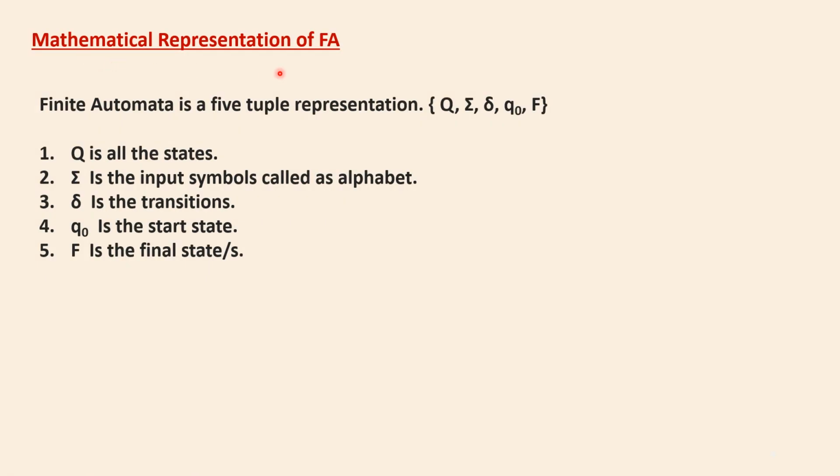The mathematical representation of finite automata is in a 5-tuple format. We have Q, sigma, delta, Q0 and F, where Q is all the states, sigma is the input symbol which we also call the alphabet, delta is the transitions which shows all the transitions happening in the finite automata, Q0 is the start state and F is the final state or n number of final states present in that automata.